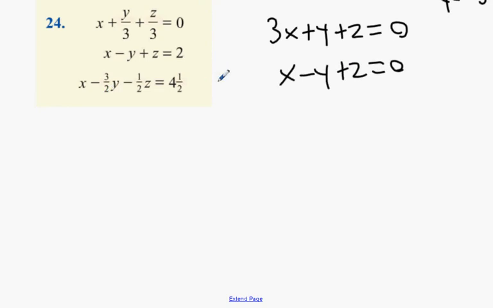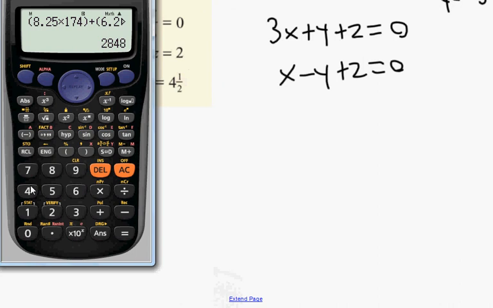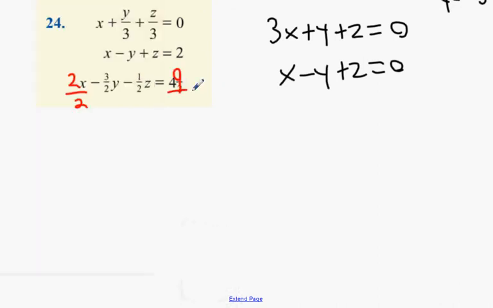Third equation, however, I'm going to multiply everything by 2. 2x over 2. I change 4.5. Write that in my calculator. 4.5 is 9 over 2. Everything has a 2 now, doesn't it? Cancel, cancel, cancel, and cancel, and we get 2x minus 3y minus z equals 9.